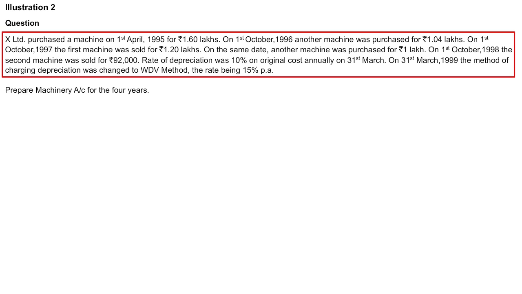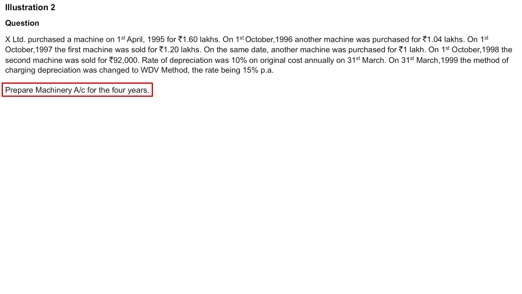So, X Limited purchased a machine on 1st April 95 for 1.60 lakhs. 1st October 96, another machine was purchased. 1st October 97, the first machine was sold, and on the same day, one more machine was purchased. Then on 1st October 98, the second machine was sold. Rate of depreciation 10% on original cost. On 31st March 99, the method was changed to WDV, the new rate being 15% per annum. So, prepare machinery account for 4 years.